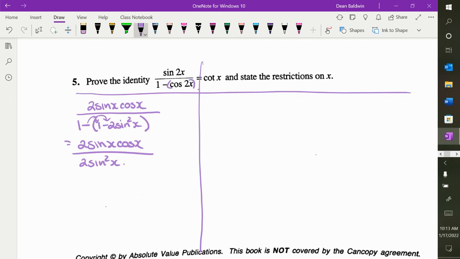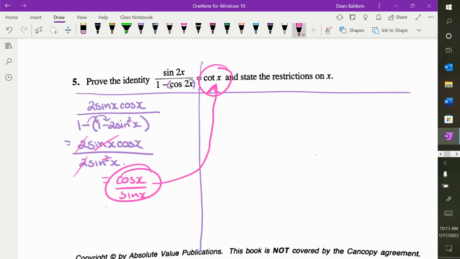There's only one step left here. What happens to the 2's? What happens to the sines? That one and that one are cancelled, and you're left with? What's cos over sine? And you're done.